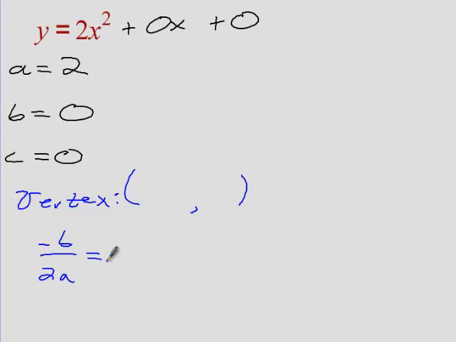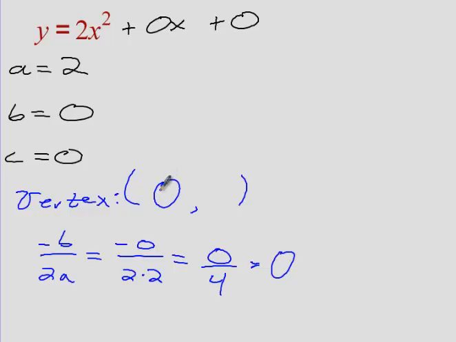So what's my b? 0, so I get negative 0 over what's my a? 2, right? What's negative 1 times 0? 0. What's 2 times 2? What's 0 divided by 4? So I get 0. So 0 is my x-coordinate. Everybody all right so far? Okay, now how do I find the y-coordinate if I have the x?